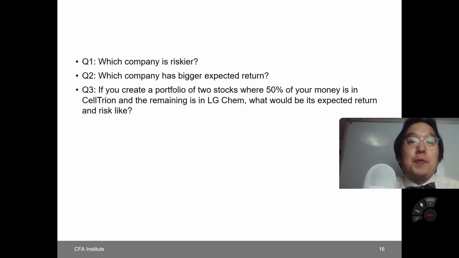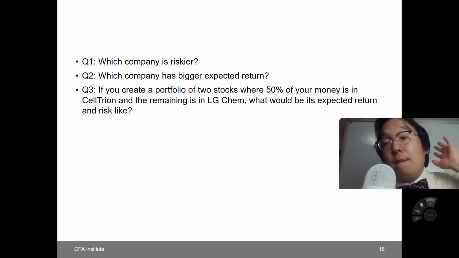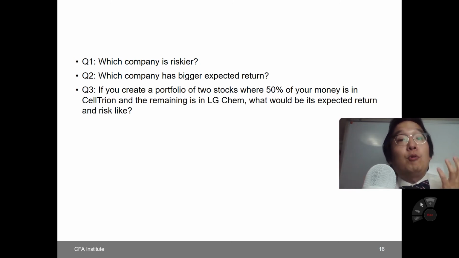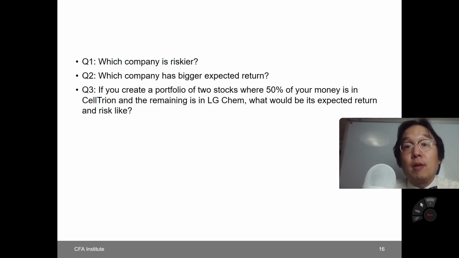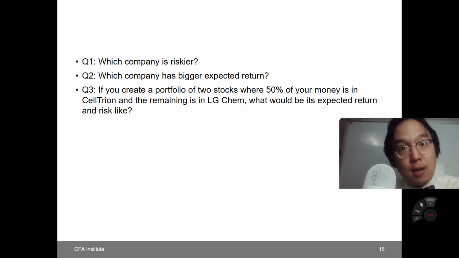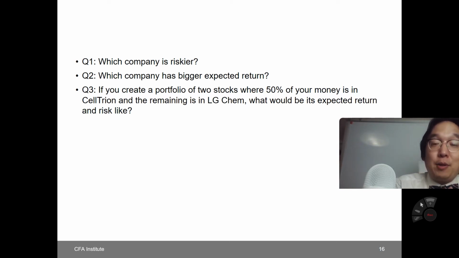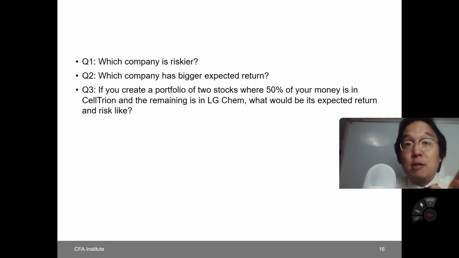Question 3. If you create a portfolio of 2 stocks where 50% of your money is in Celltrion and the remaining in LG Chem, what would its expected return and risk be like? That is the next question, right? It is much more realistic because you as an investor don't put all your eggs in one basket, okay? Oh, I'm risk averse, so I'm going to put all my money into LG Chem. Don't do that, man, right? What if LG Chem goes bankrupt? Or putting all my money into Celltrion. Don't put all your eggs in one basket, okay?